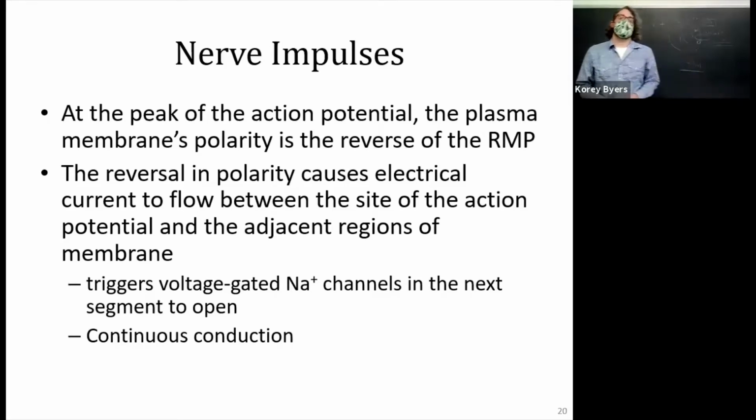And so at the peak of our action potential, the plasma membrane's polarity is the reverse of the resting membrane potential. So when we send that electrical impulse, we've gone from a negative to a positive, from negative 70 to positive 30. This reversal in polarity sends an electrical current, just like you're thinking of electricity, how we keep our lights on, an electrical current from one to the next.